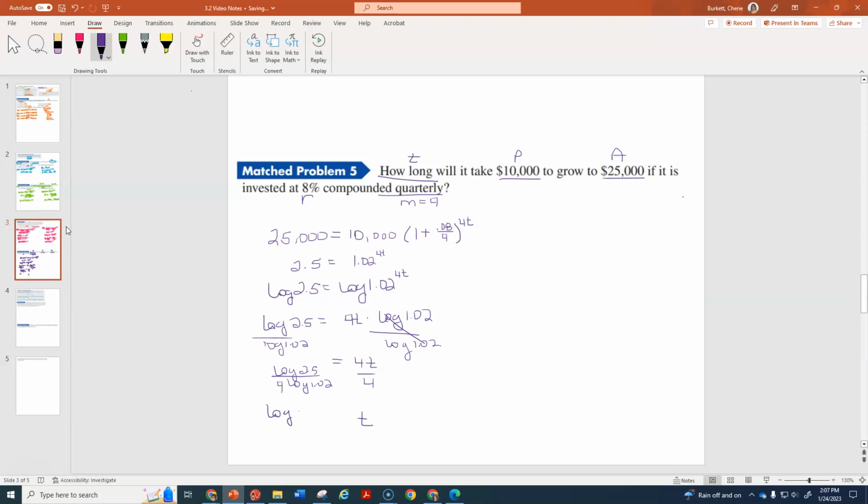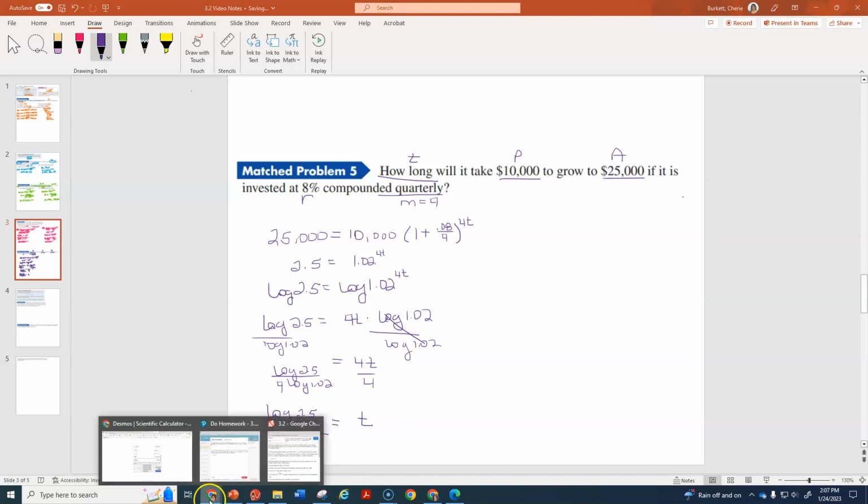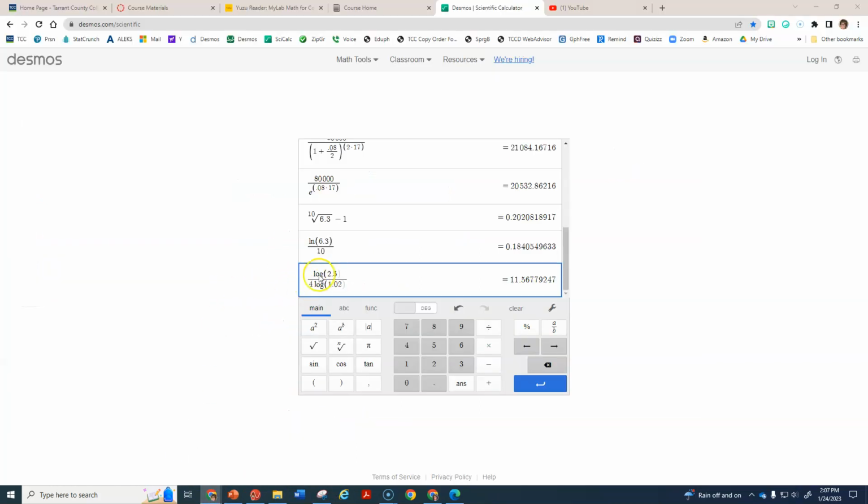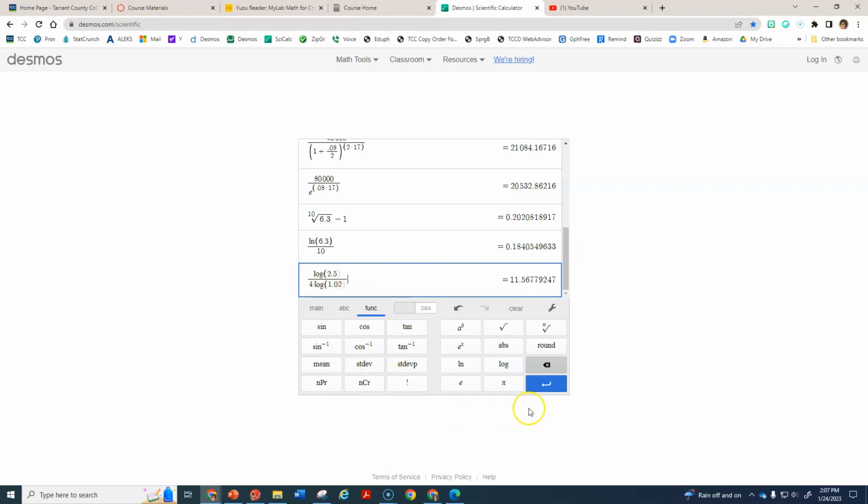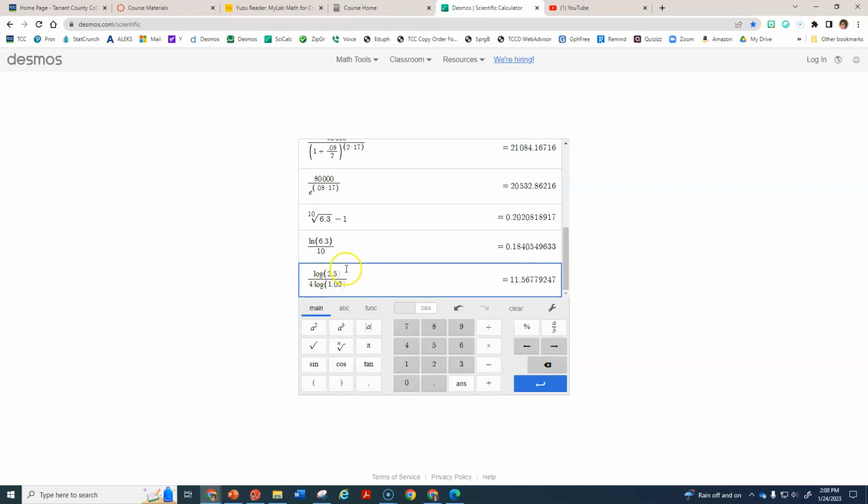So this is what I've got to type in my calculator: log 2.5 divided by 4 times log of 1.02. And you go to your calculator. I've already got it typed in. Where did I get the log? Well, you can literally type in log, or you can go to the function button and just use that button right there. Either way, you type that in, log 2.5 divided by 4 times log 1.02.